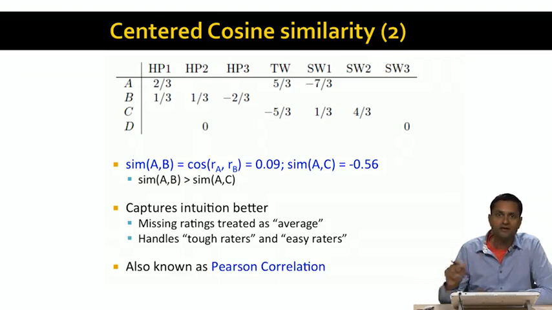Now, it turns out there's another name for the centered cosine similarity in the world of statistics. It's also known as the Pearson correlation. So if you hear somebody talk about the Pearson correlation, they're just talking about centered cosine similarity.